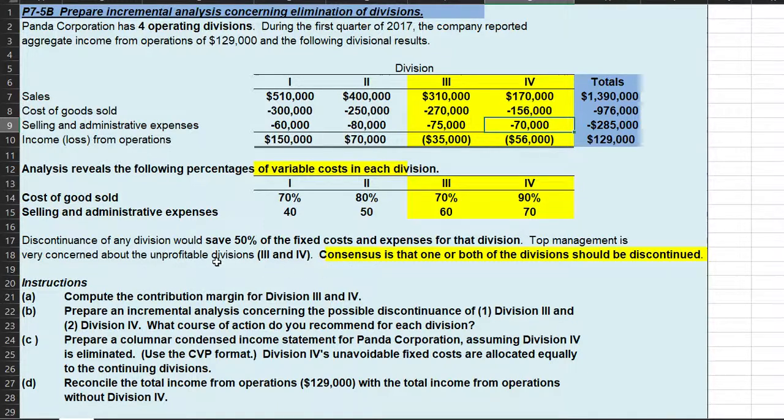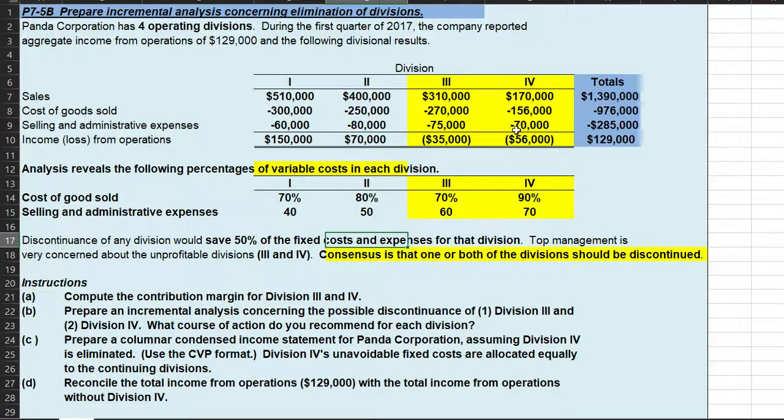You should also note that the company says that discontinuation of any division would save 50% of the fixed cost and expenses for that division. Variable cost, by definition, goes if a division is eliminated. So the question is, would the fixed cost go as well? And in this case, the answer is 50% of the fixed cost for a particular division would go if that division is eliminated.